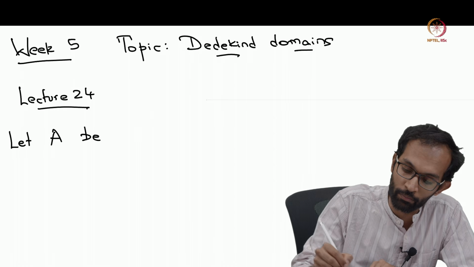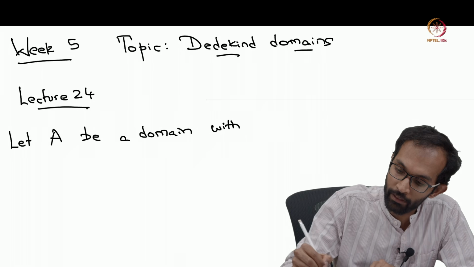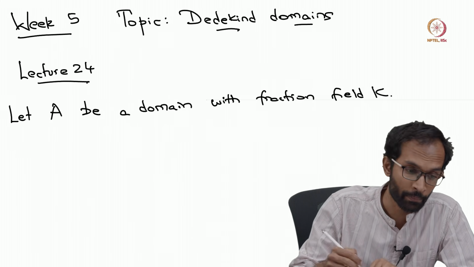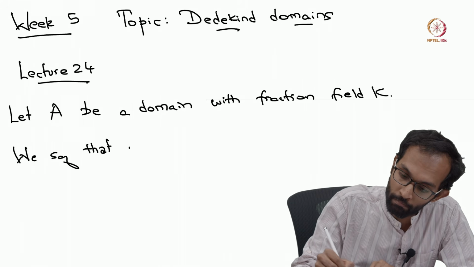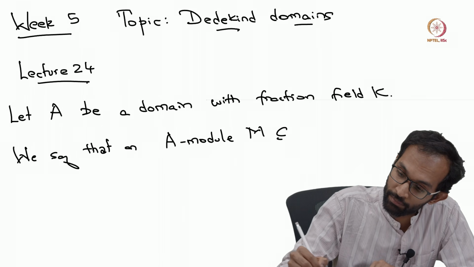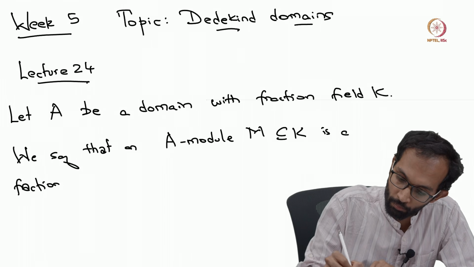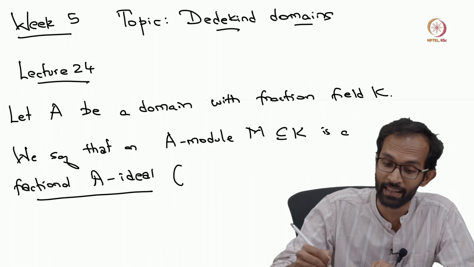So the setting is we have a domain A with fraction field K. So we want a generalization of an ideal. So we say that an A module M that's a subset of K is a fractional A ideal, and sometimes if it's clear from context I'll just call it a fractional ideal, suppressing A.